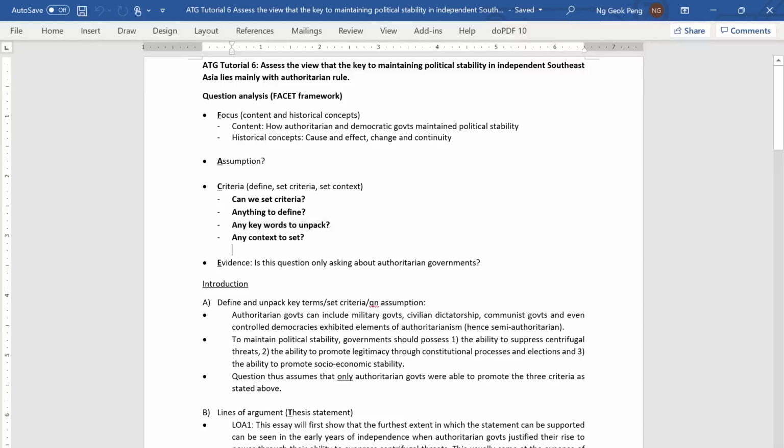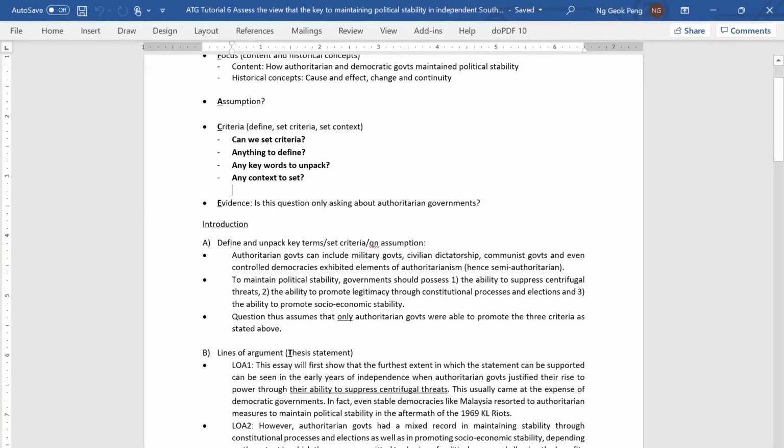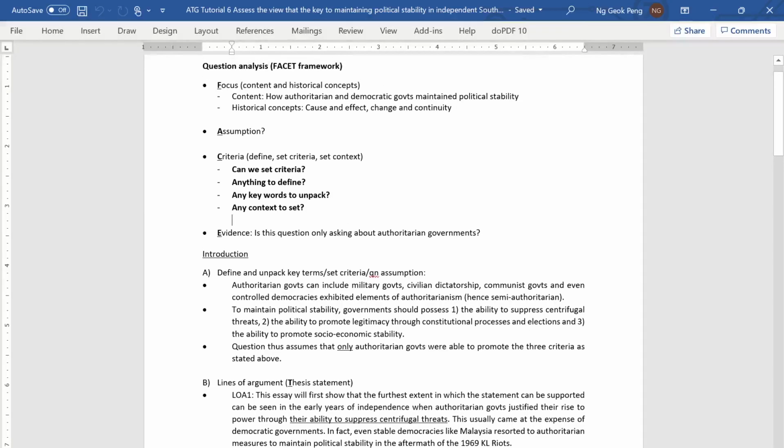Then let's move on to evidence. This question is not just asking about authoritarian as I've just mentioned. So let's look at the introduction. In order for you to set the preamble before you move on to your lines of argument, you will need to look at the meaning of authoritarian governments. The question didn't say maximum, so you don't need to define maximum government. You can just list what types of authoritarian government you're referring to. And then obviously you need to set out criteria, because otherwise, how are you going to assess stability?